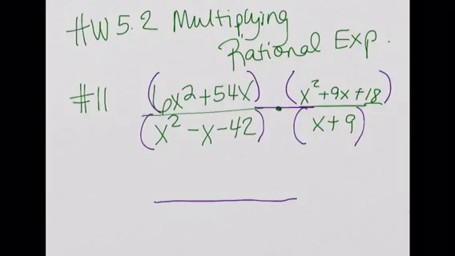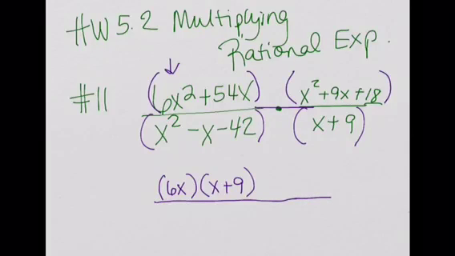So the top here, let's start with this 6x squared plus 54x. And it looks like they have a 6x in common, so I'm going to pull a 6x out. And that's going to leave me with x plus 9. Okay? Both of those are linear factors. I don't have to do anything else there.